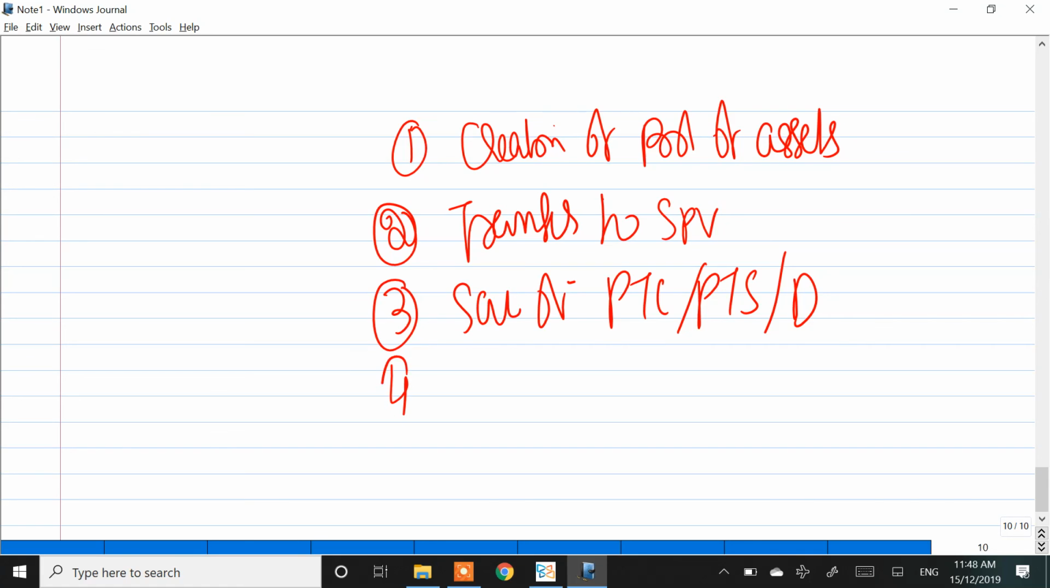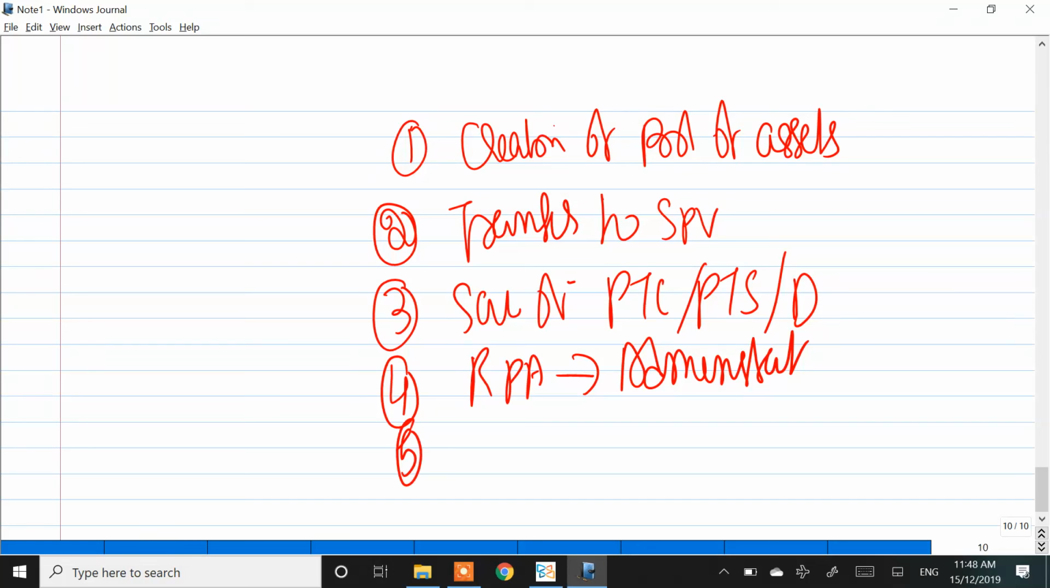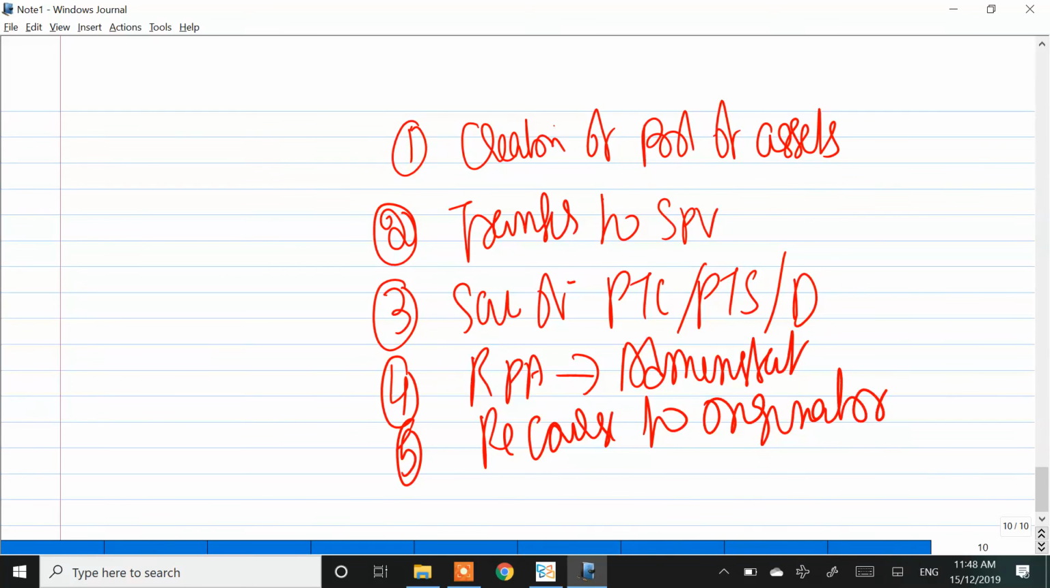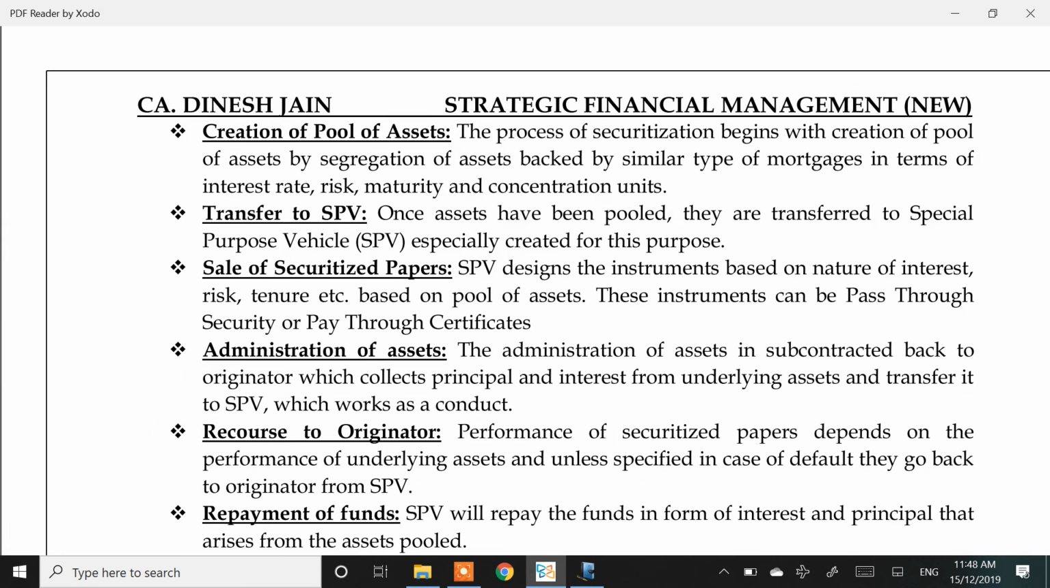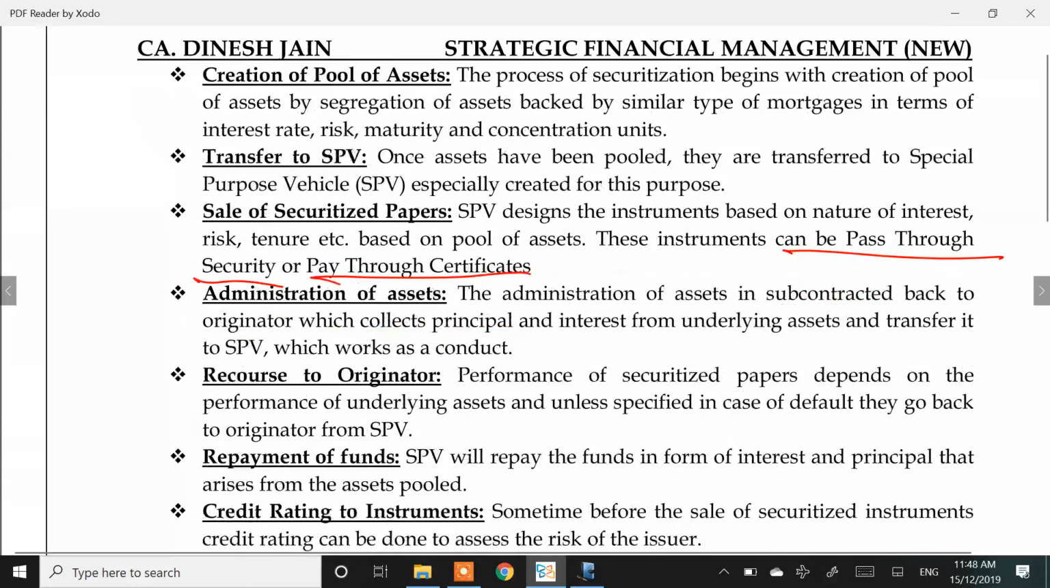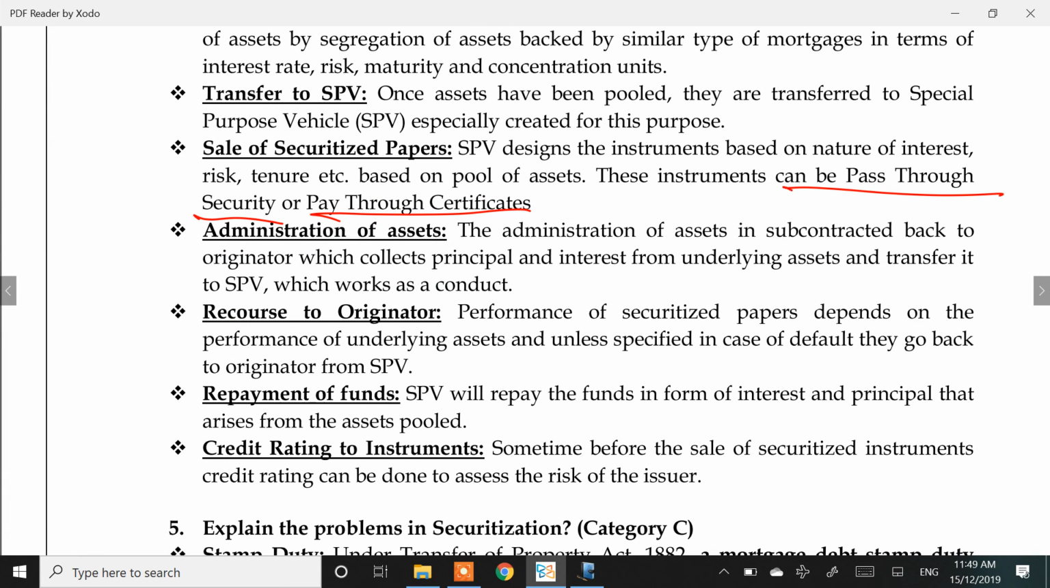And then RPA will take care of administration or collection of money. You may go back to the originator in case of recourse to the originator, and finally you have repayment of funds. So: creation of a pool of assets, transferring that to SPV, sale of securities through pass-through certificates or pay-through securities, administration of assets, then recourse to the originator in case the performance of the underlying assets is poor or if there are defaults, you go back to the originator. SPV will repay the funds in the form of interest and principal to the investors.